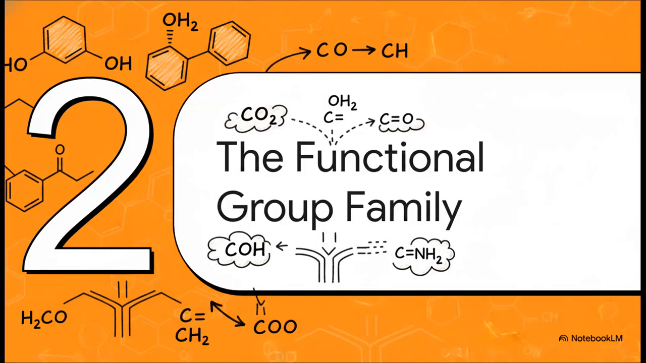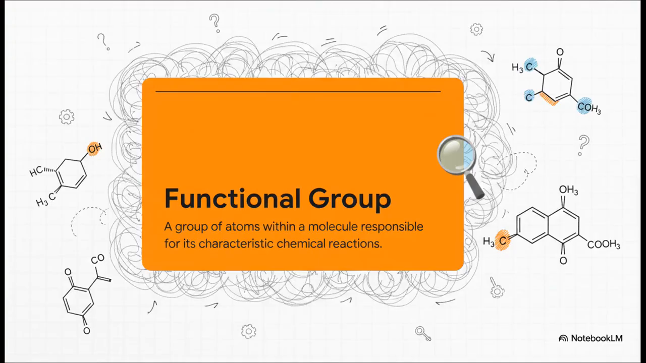The real key to cracking this code is to figure out what family a molecule belongs to. And in the world of chemistry, these families are called functional groups. I want you to think of a functional group as the molecule's personality. It's the active part, the part that actually does stuff and dictates how the molecule is going to react. If you can spot the functional group, you're already halfway to predicting its behavior.